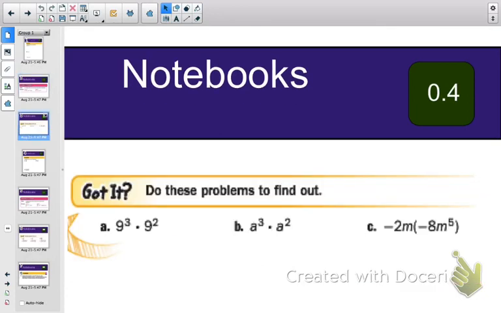So you can try a couple here. I'll do C, and then you guys can do A and B. One second. Alright, so I think I was about to do C.